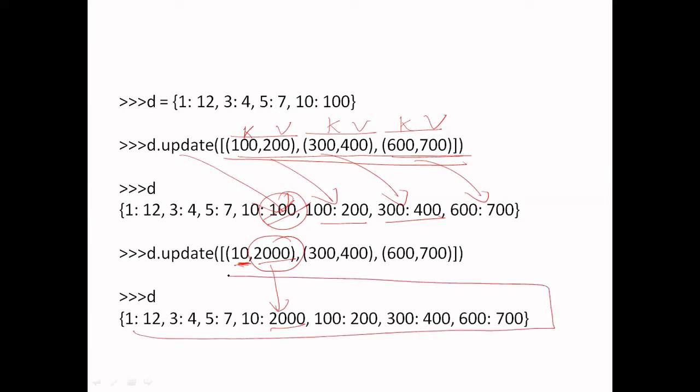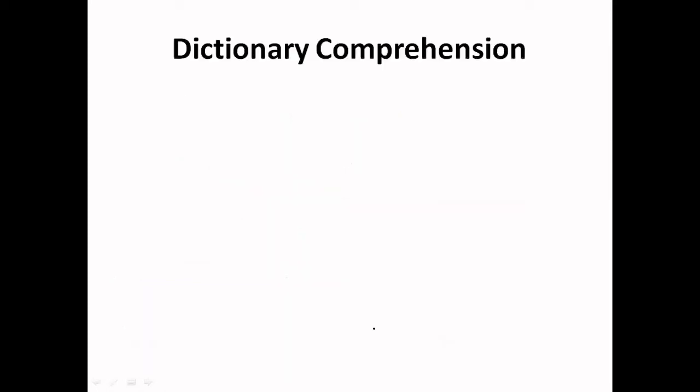This happens because the key in a dictionary is always unique. It cannot have a common key. So any two elements do not have a common key.